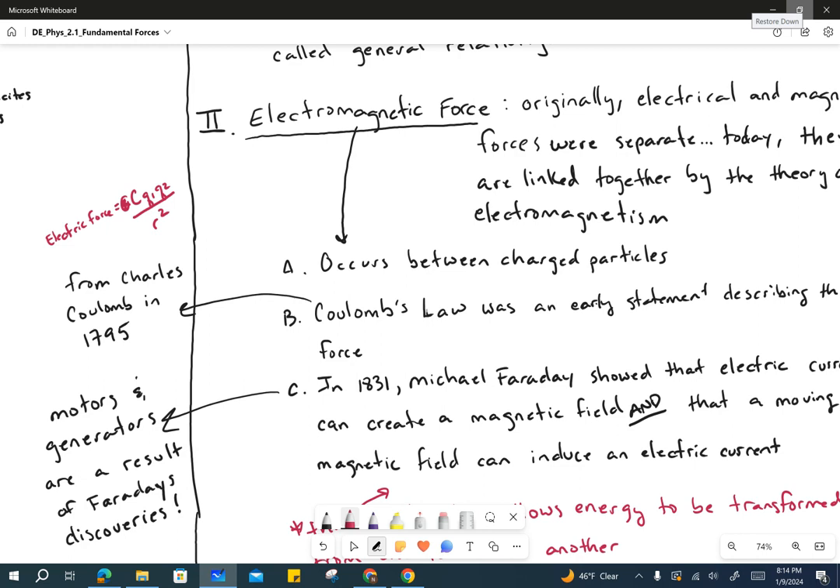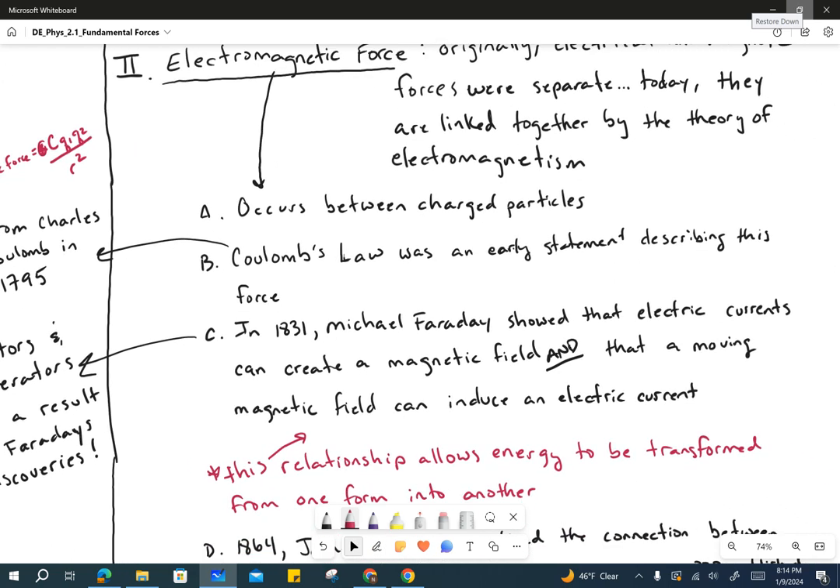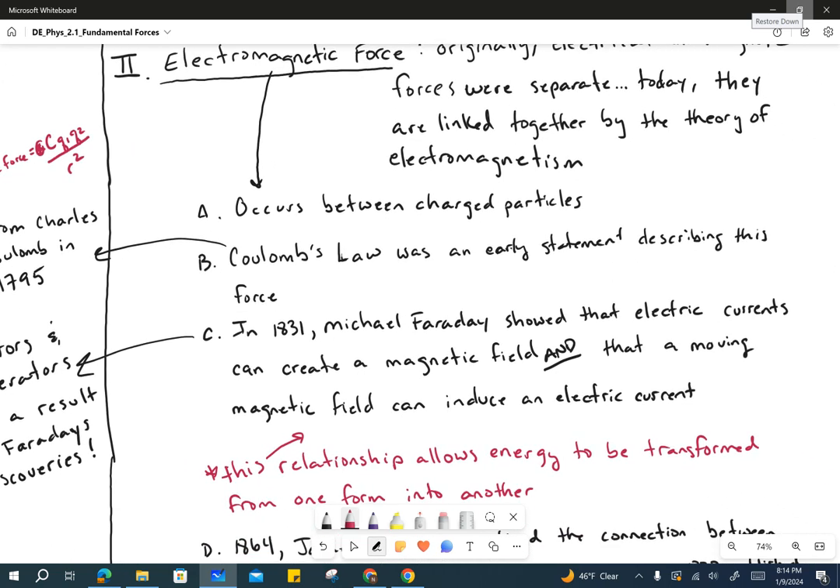Letter C. In 1831, Michael Faraday showed that electric currents can create a magnetic field, right? The cord that connects the wall to your computer when you're charging your laptop. As electricity runs through that wire, it produces a magnetic field around the wire. Okay. And a moving magnetic field can induce an electric current.